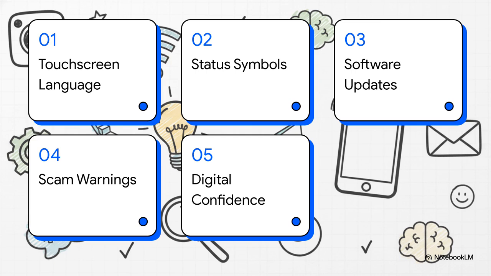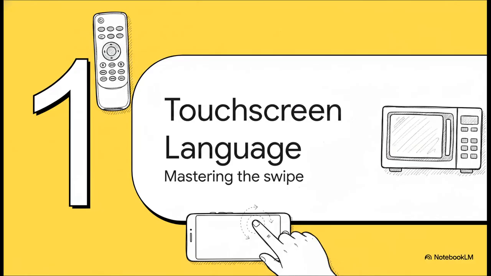First, mastering the touchscreen language. Second, decoding those cryptic status symbols. Third, why software updates actually matter. Fourth, spotting the subtle warnings of a digital scam. And finally, how to build lasting digital confidence. Let's kick things off with Section 1, Mastering the Touchscreen Language.